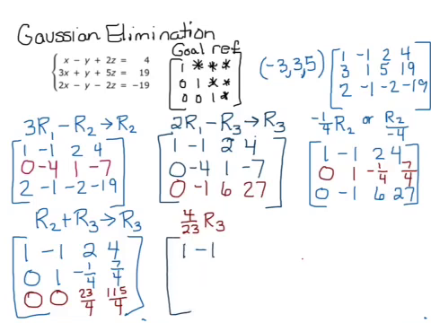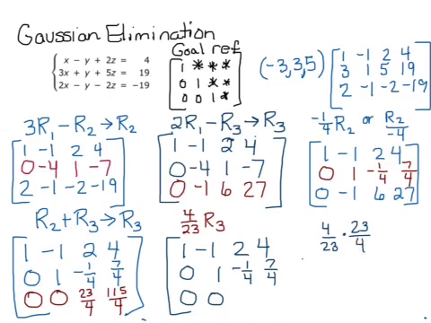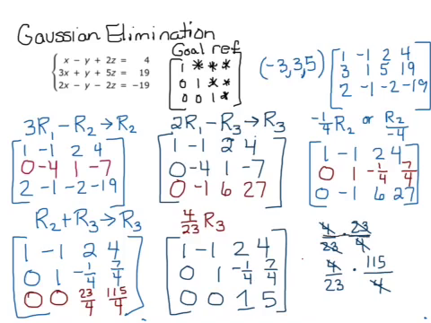So the first row is going to stay the same. Second row is going to stay the same. Third row we're going to multiply. So 4 over 23 times 23 over 4. 4's cancel out, 23's cancel out, and we're left with 1. Then we have 4 over 23 times 115 over 4. 4's are going to cancel out, and 115 divided by 23 leaves us with 5. So, it looked bad initially, but it's not as bad as you think.